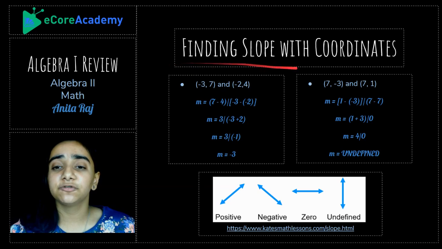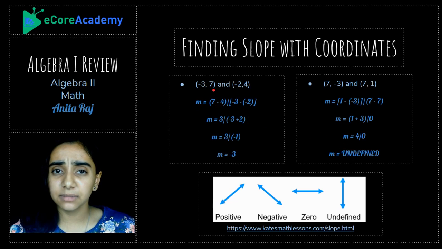First, we're gonna find slope with coordinates. So in these two scenarios, I've given you two coordinates in each example. Using them, we are going to find the slope of the line, just the slope of the linear equation. And if you guys remember, to find the slope, you do y1 minus y2 over x1 minus x2, or y2 minus y1 over x2 minus x1. You just have to be consistent with which order you are subtracting these values.